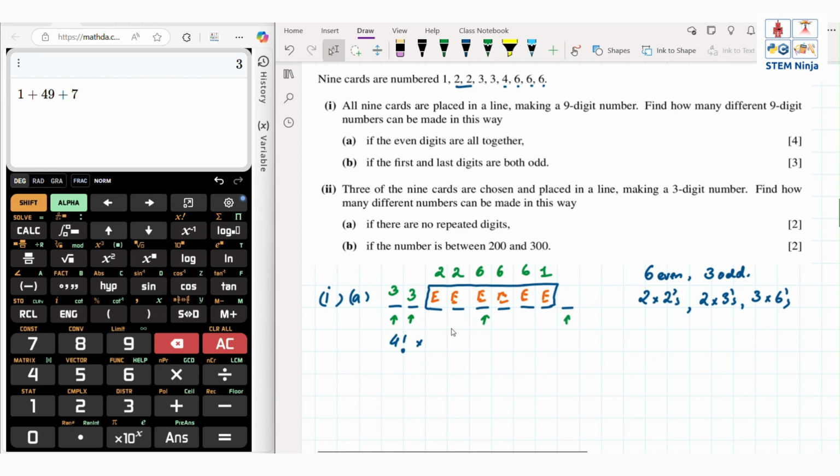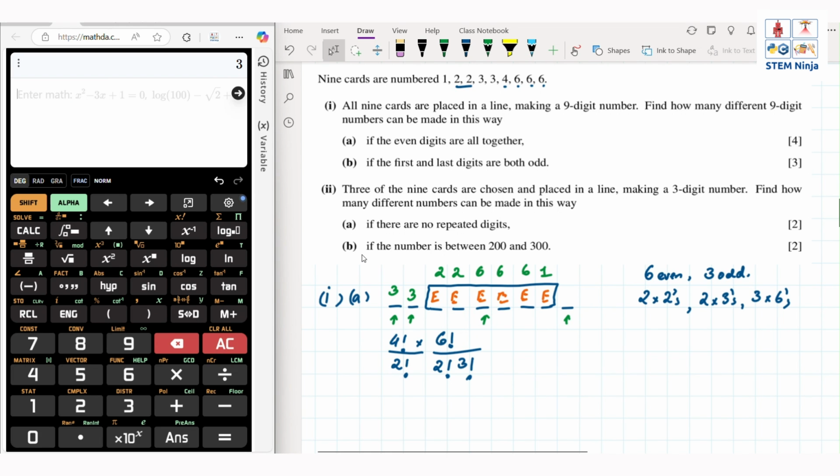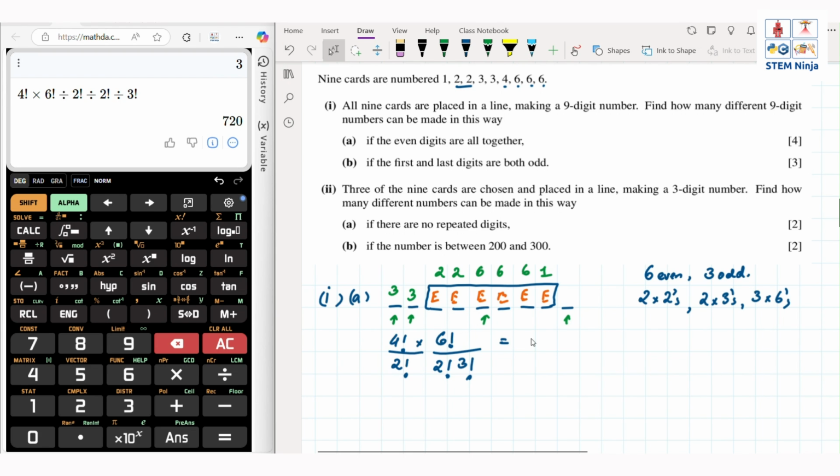So inside the even group, we have 6 numbers, 6 factorial, divided by 2 factorial for the 2 2's and 3 factorial for the 3 6's. And for the outside, 4 factorial divided by 2 factorial to take care of the 2 3's. So 4 factorial times 6 factorial divided by 2 factorial divided by 2 factorial divided by 3 factorial, we get 720.